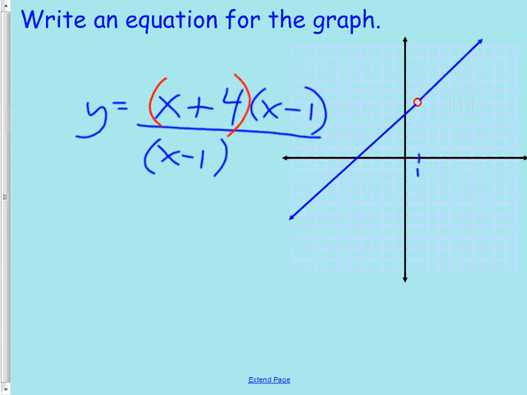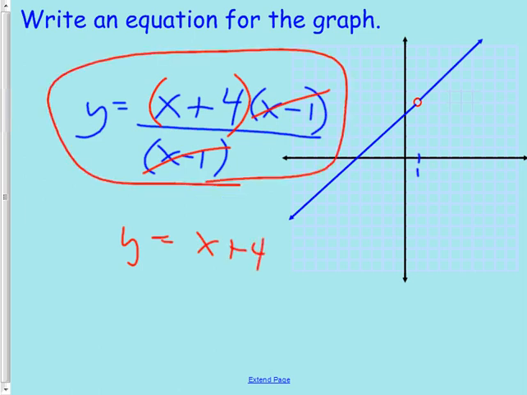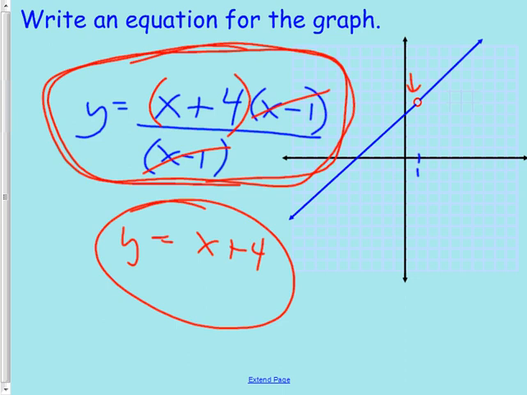Okay? That way I'm allowed to cancel, and then my resulting function is y equals x plus 4. My original function was this one. It's got the hole in it. If I want to have a hole in the function, it looks like this. If I don't want a hole in the function, it looks like that. But you're always going to want to write this kind, the kind that has the hole in it.